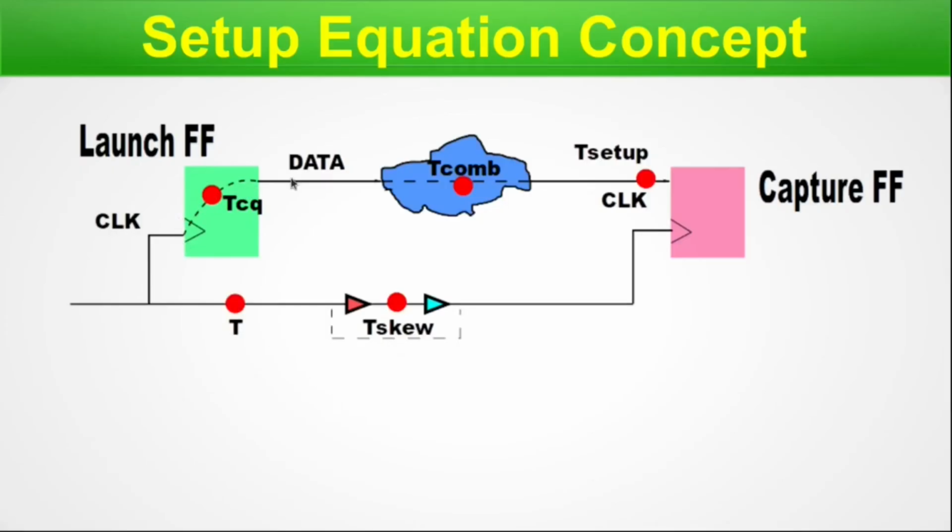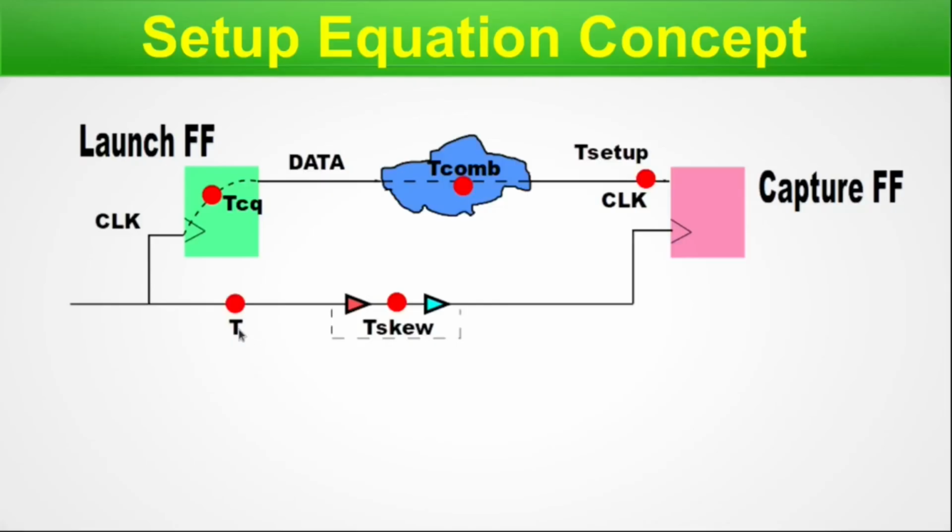TCQ is the clock-to-Q delay for the internal elements in the launch flip-flop. This delay is caused by the circuitry inside the launch flip-flop between the clock and Q. The next red dot is called T-comp, which represents the delay of the blue colored combinational path. There could be any combinational path here, and the whole delay of this combinational path is referred to as T-comp. The next red dot is T setup, which is the time cushion at the data pin of the capture flip-flop.